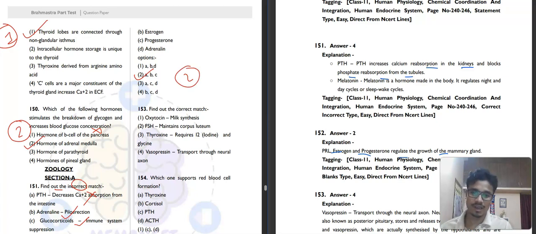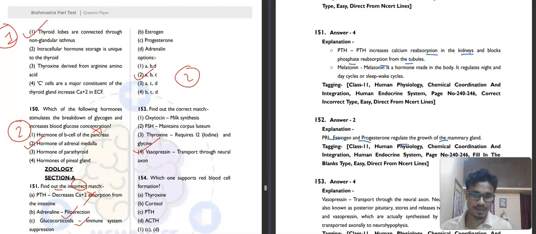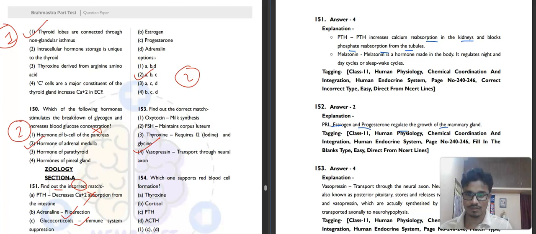Then find out the correct match. Oxytocin, milk synthesis. FSH, maintain corpus luteum. Thyroxine requires iodine and glycine. Vasopressin transport through neural axon. So vasopressin transport through neural axon is our correct answer for this question.